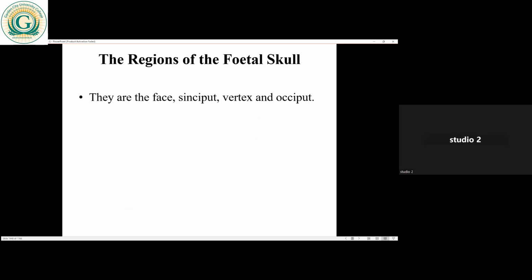We first talked of 3 divisions, but we also have regions of the fetal skull. We break it into regions because of the delivery.